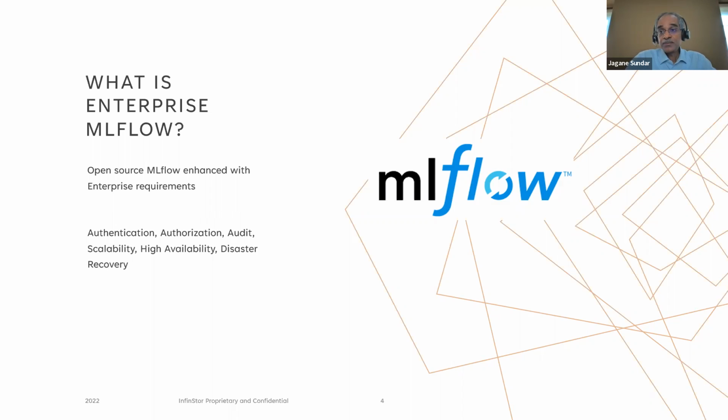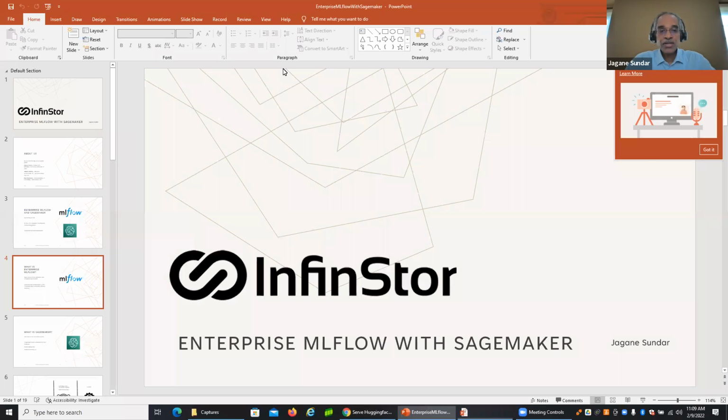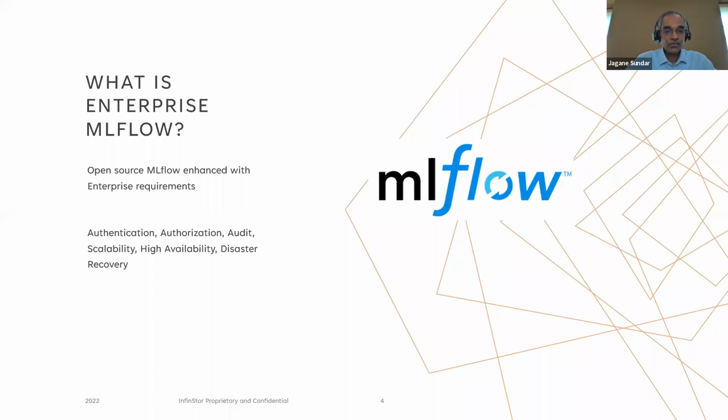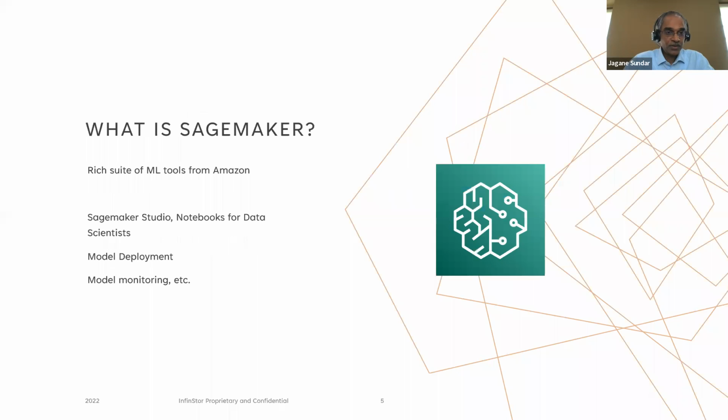High availability. If the system goes down, all of your data scientists are essentially unable to do their work. That could be a very big problem. So this needs to be highly available. Finally, disaster recovery. Disaster recovery refers to an entire region going down. You need to be able to bring the service up in another region in a timely fashion so work can continue uninterrupted.